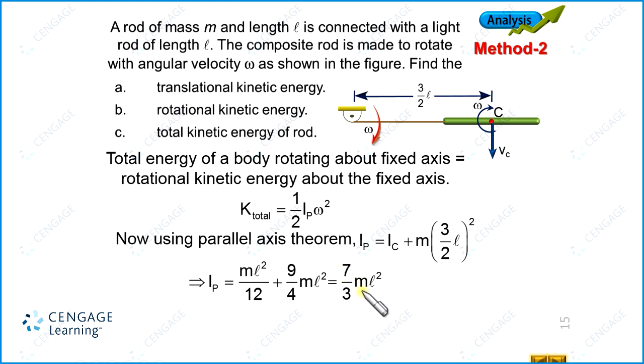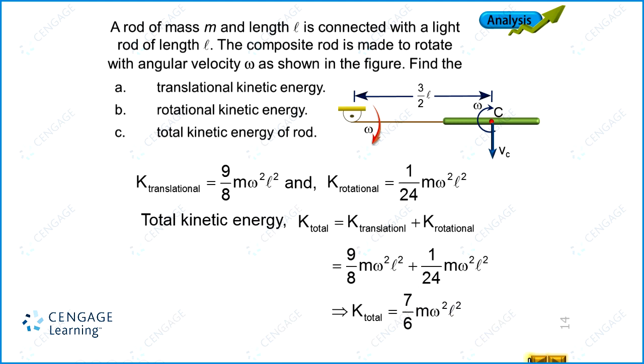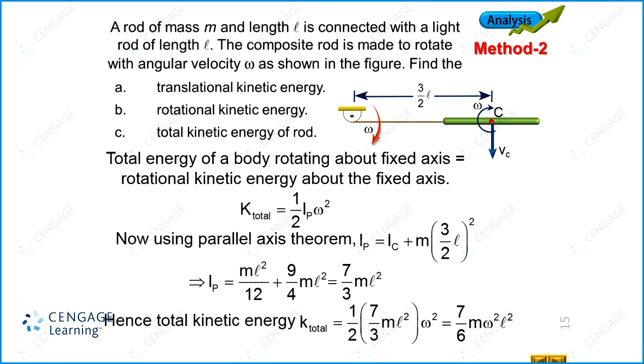Now we can write the total kinetic energy. Substituting the value of Ip, K total equals 1 by 2 multiplied by 7 by 3 m L square multiplied by omega square. You can observe this value is the same as we calculated in the previous method. Now let us take one more illustration.